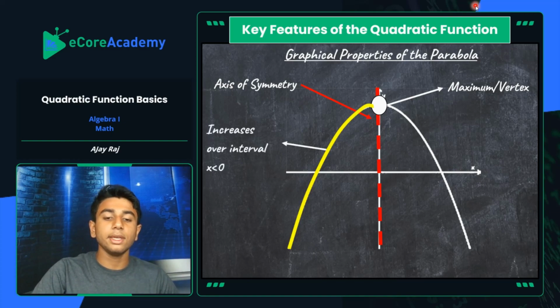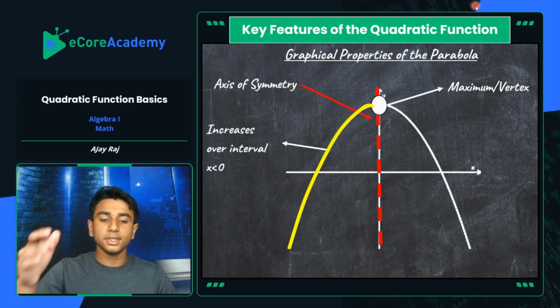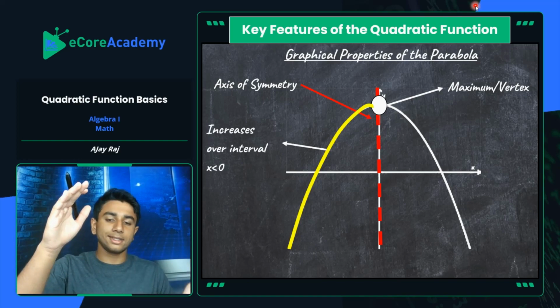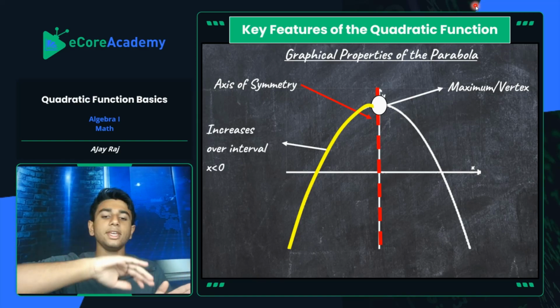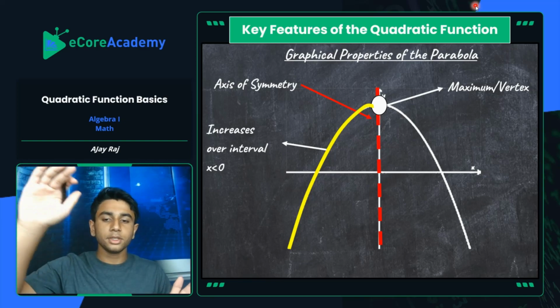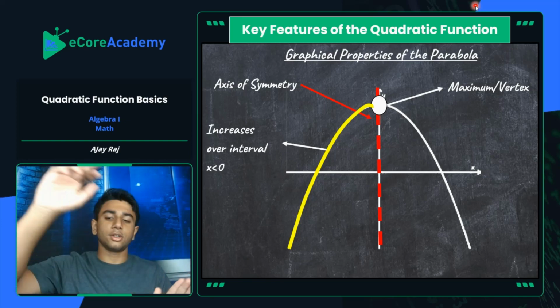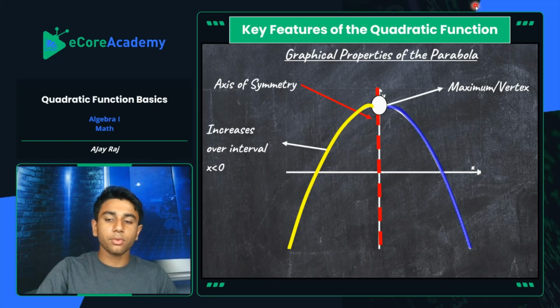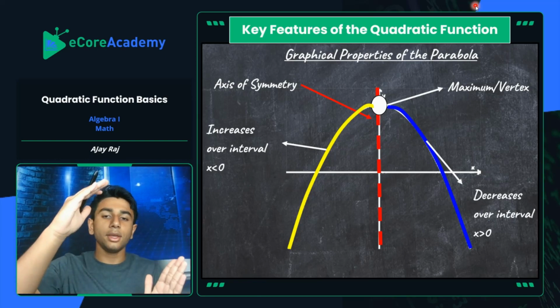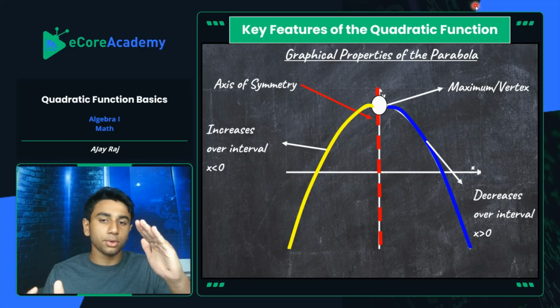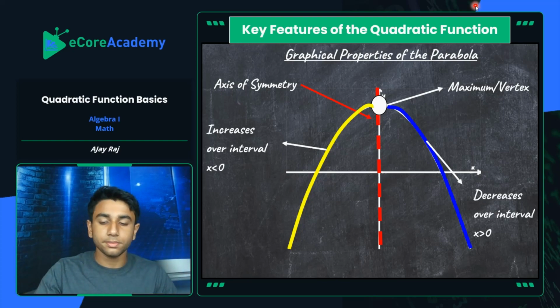And then, of course, since we already split this parabola in half, the left-hand side is going to be an increasing interval. If we take the interval where x is less than 0, essentially the left-hand side of the parabola, it's going to be increasing. So from left to right, it's increasing, going upwards. However, on the right-hand side, from the interval where x is greater than 0, it's going to be decreasing from left to right. And that's the property of a parabola. One side is going to be increasing, and the other side is going to be decreasing. That's always the case.